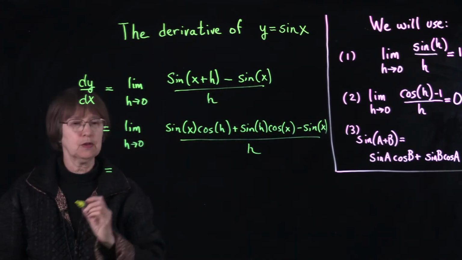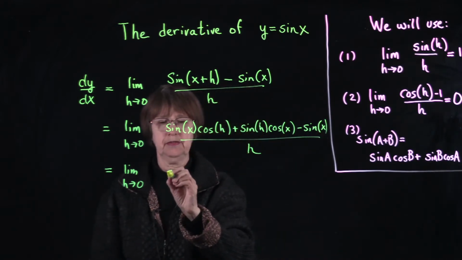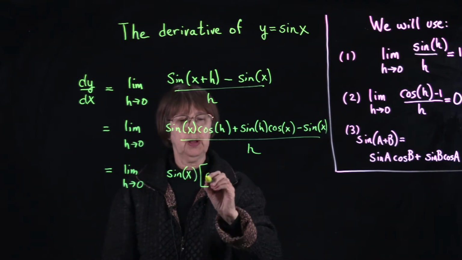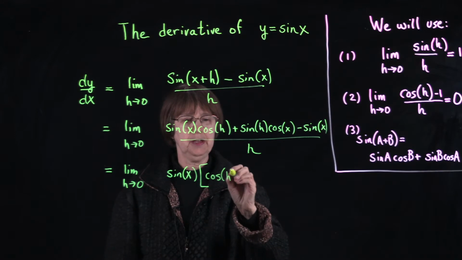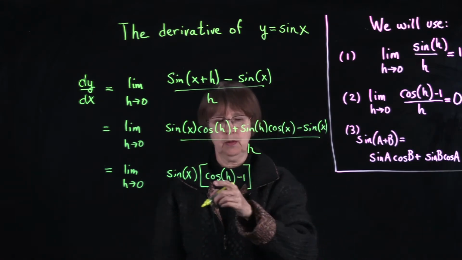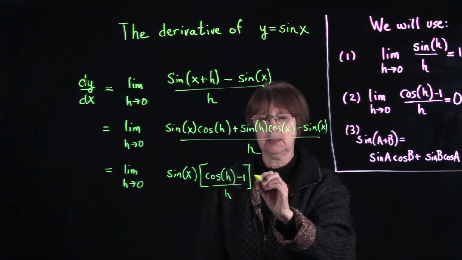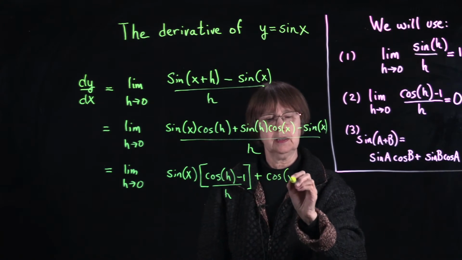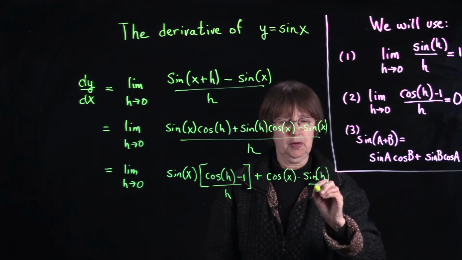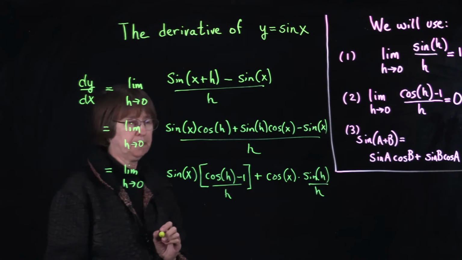Now, let's group together some terms. First of all, let's take all the terms that have sine x as a factor. There's one such term here, and that is multiplied by cosine h. And there's another one here, so that gives us a minus 1. And all that is divided by h. The term that's left over is cosine of x, and that's multiplied by sine of h over h, and then we have to take the limit as h goes to 0.